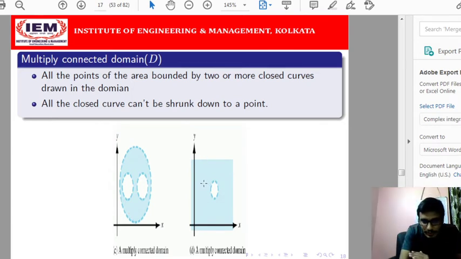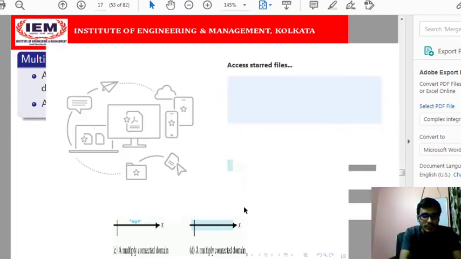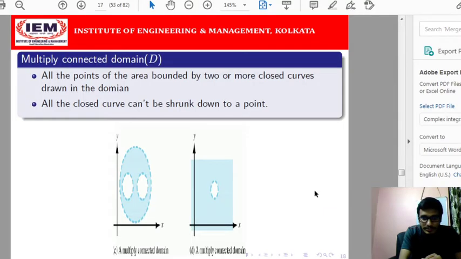Here also, if from this portion and this portion I want to string this, it will restrict us from doing so, and from this portion to this portion it will also restrict us. That is called a multiply connected domain. That means the domain or region has some hole or some part that divides the domain into different segments. That is called a multiply connected domain. That means the domain is connected, but it is connected in two or more parts.